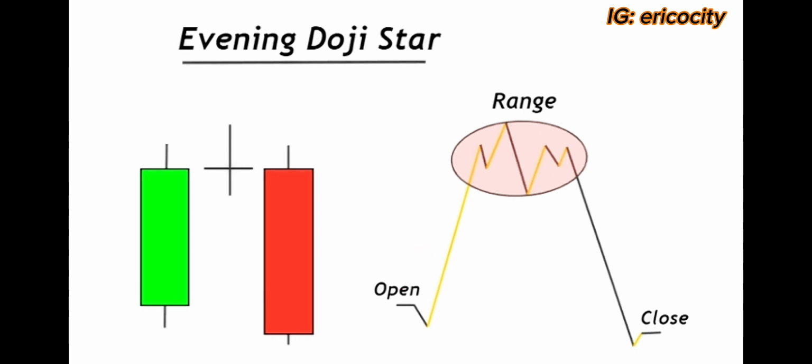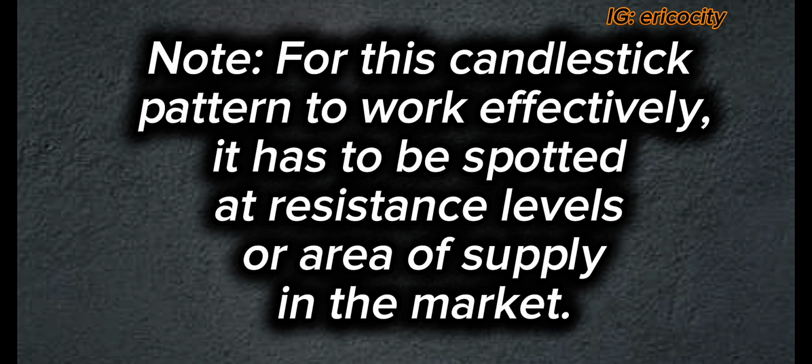impulsive move to the upside followed by a doji candle, which brings about this ranging or consolidation, and an impulsive move to the downside. A close below the green candlestick is an indication that there is a potential reversal in the market. Hence, the sellers are about to take control of the market. Note, for this candlestick pattern to work effectively, it has to be spotted at resistance level or area of supply in the market.